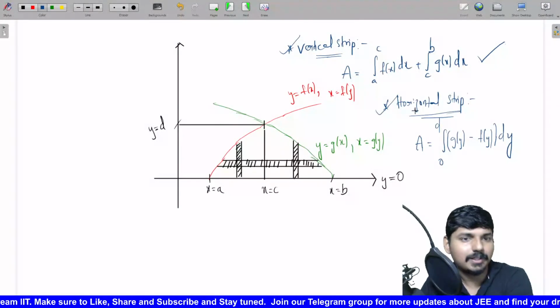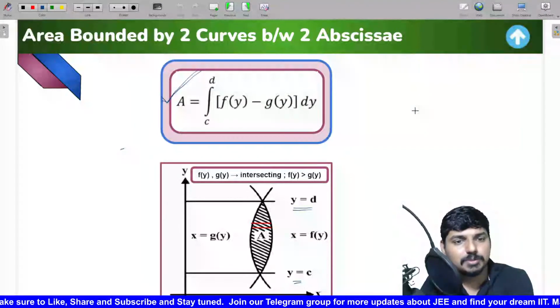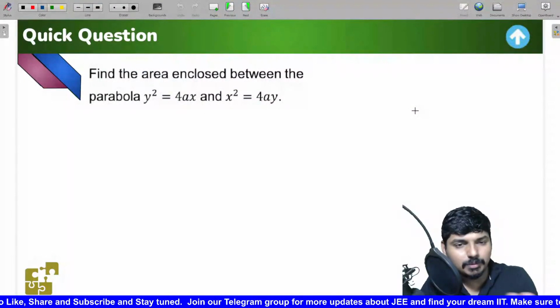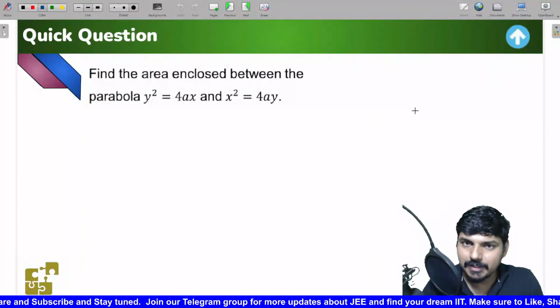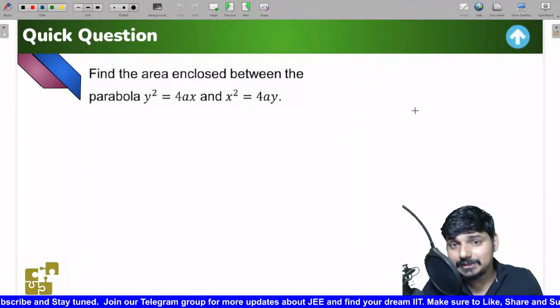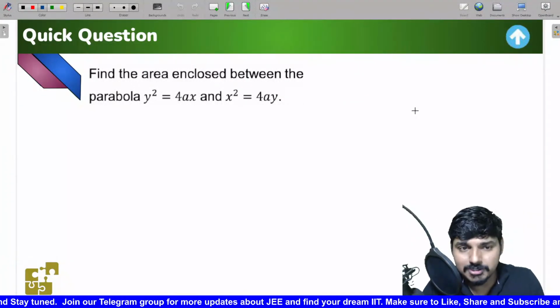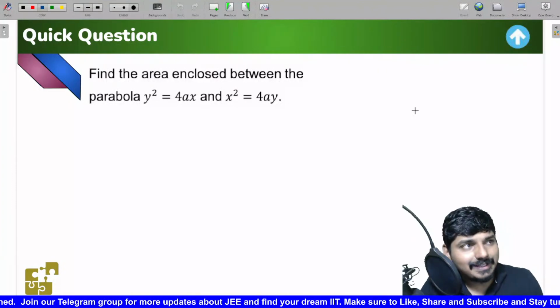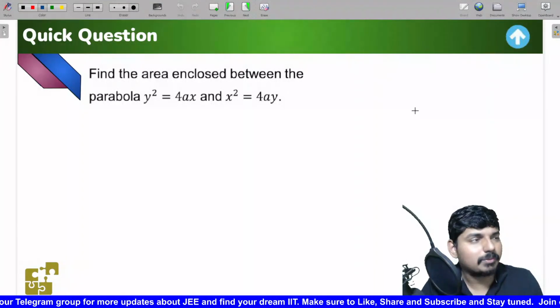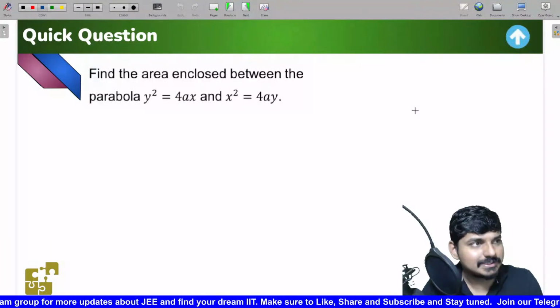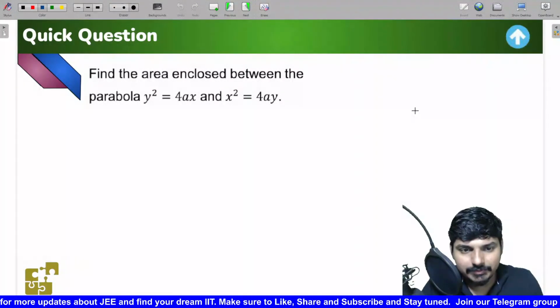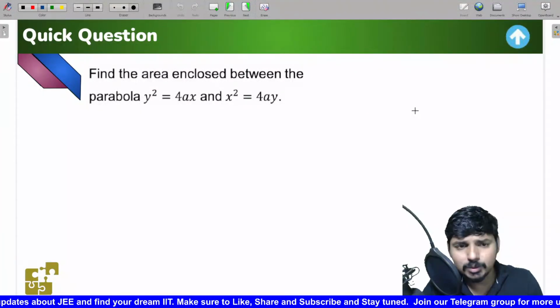Now let us do one thing, guys. Let us start solving a few questions based upon this entire concept which we have discussed today. Let us start doing some questions, everyone. You see the first question given for you. Find the area enclosed between the parabola y square is equal to 4ax and x square is equal to 4ay. Okay, we need to find the area between the two parabolas.